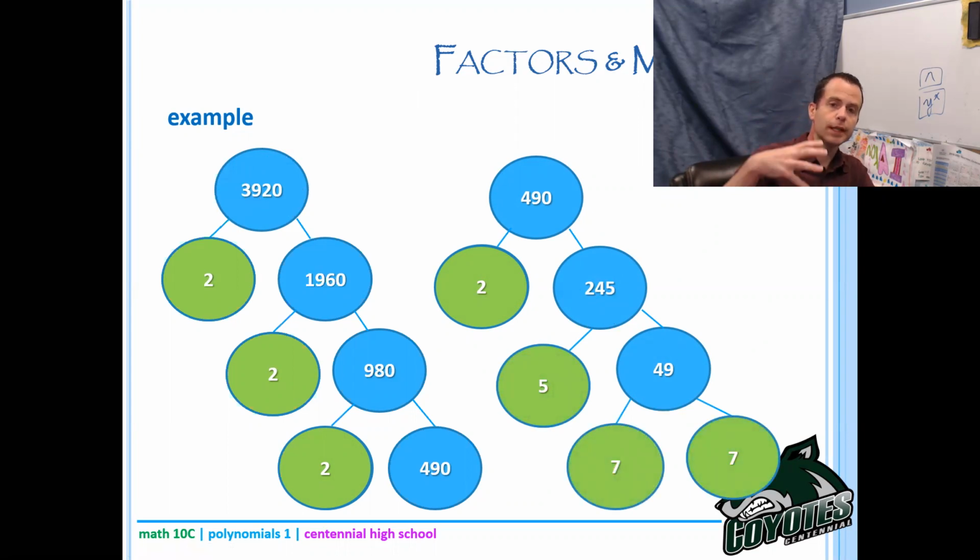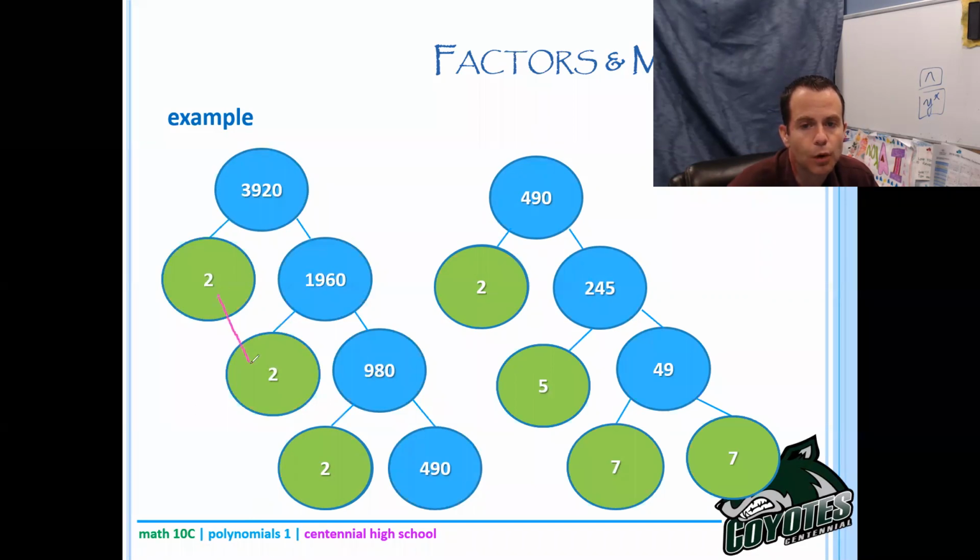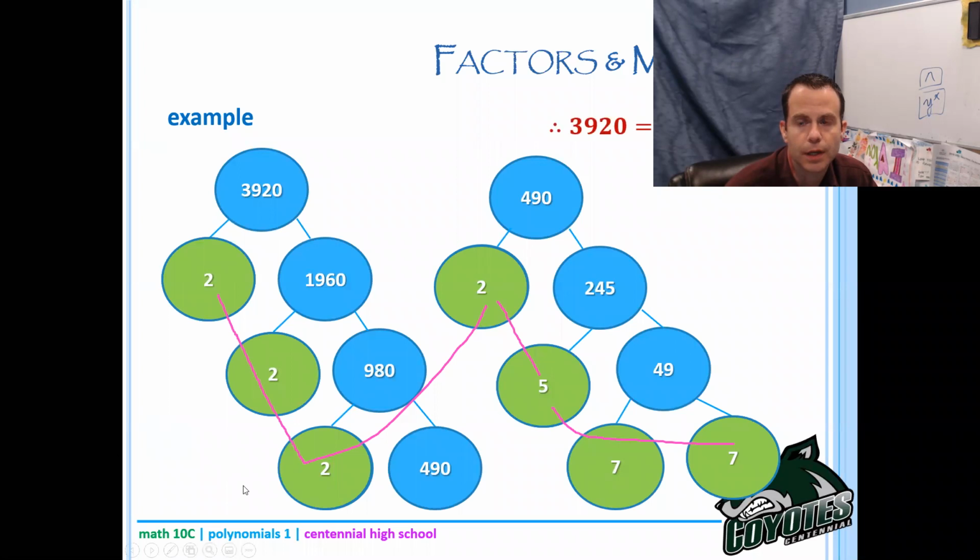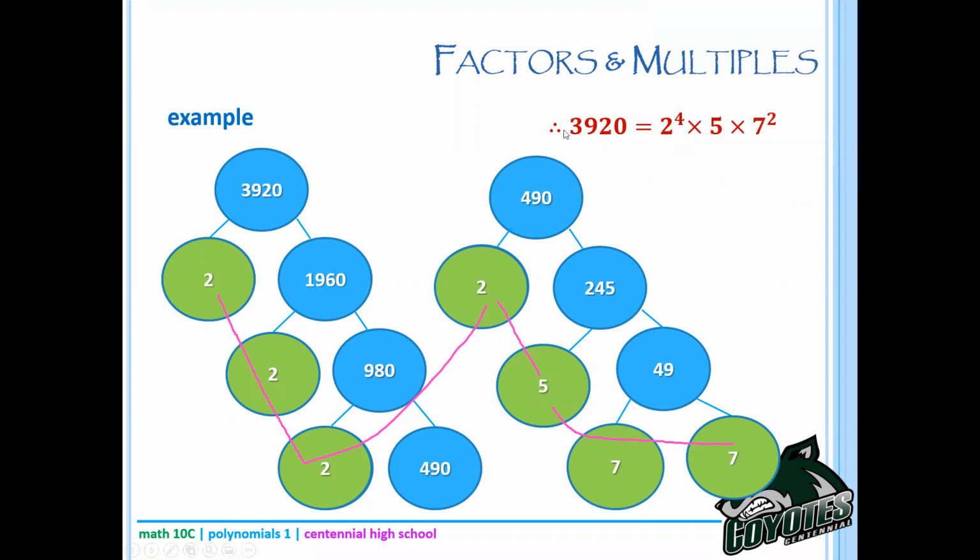So the green that I'm showing you here is all of my prime factors. So I can write this as 2, take a look now. I've got 1, 2, 3, 4. So 2 to the 4 times 5 times 7 squared. Okay, 2 to the 4 times 5 times 7 squared. I'm just going to hide my video for a sec because I think you can't see that. So that was my final statement there.